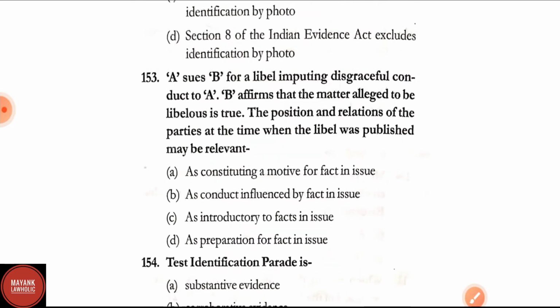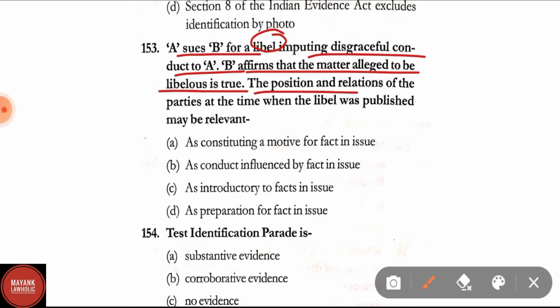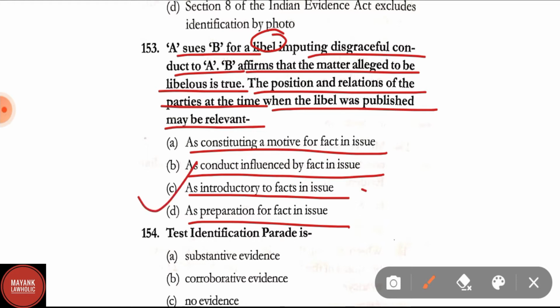Now let us proceed to question number 153. A sues B for libel imputing disgraceful conduct to A. B affirms that the matter alleged to be libelous in nature is true. The position and relations of the parties at the time when the libel was published may be relevant. Option A, as constituting a motive for fact and issue. Option B, as conduct influenced by fact and issue. Option C, as introductory to fact and issue. And option D, as preparation for fact and issue. Correct answer is option C, that is as introductory to fact and issue.